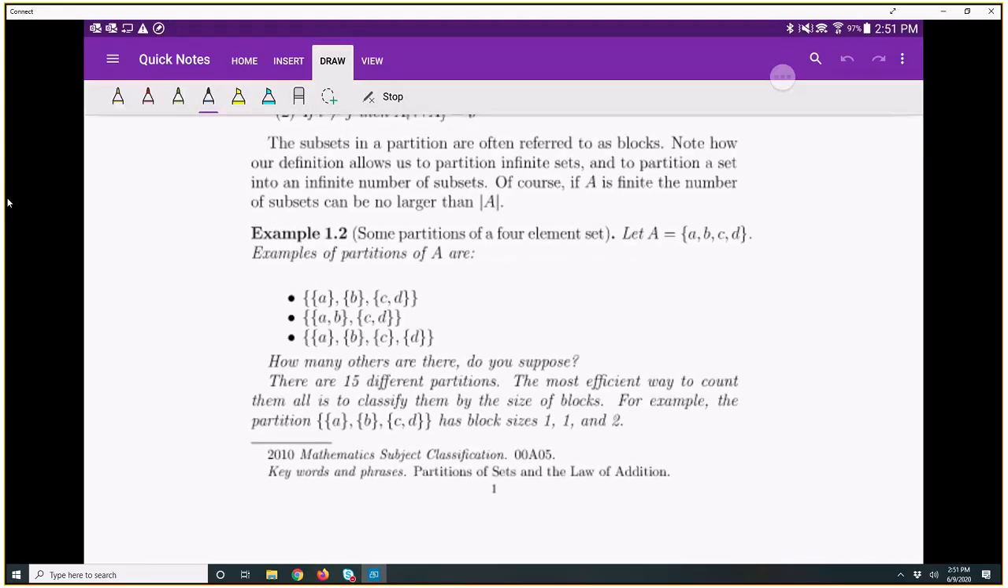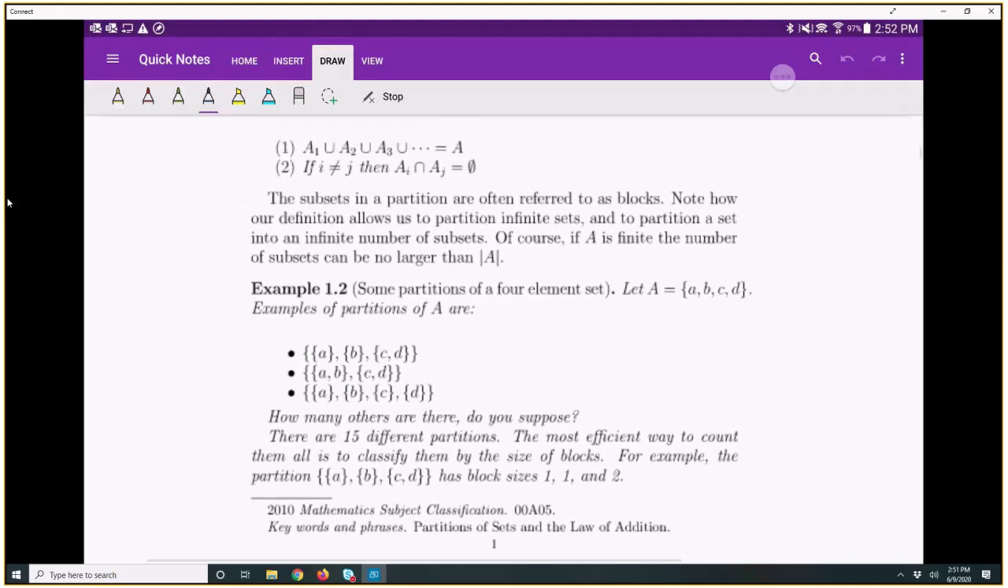So here's an example. The 4-element set A equals {a, b, c, d}. Some partitions might be the singleton {a}, singleton {b}, and {c, d}. Or you might have {a, b} with {c, d}. Or you could have singleton {a}, singleton {b}, singleton {c}, singleton {d}. There are a number of others. In fact, it turns out there will be 15 different partitions of this 4-element set.